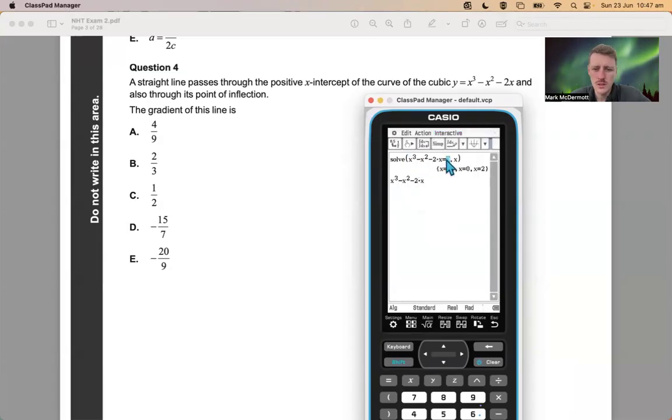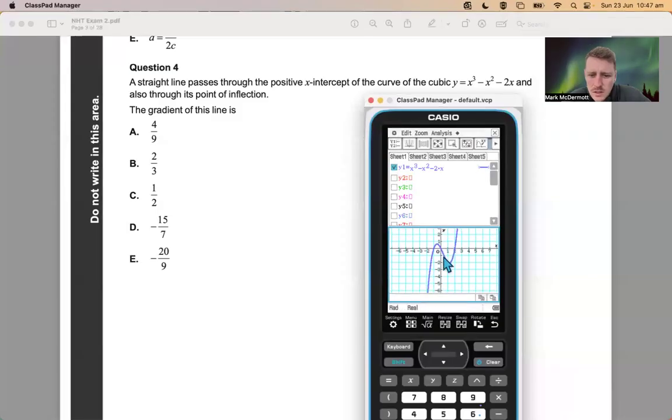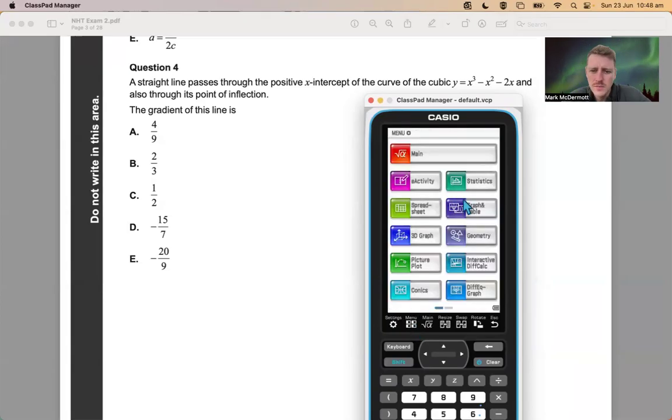Oh, you know what? Let's just sketch it. We know that the positive x-intercept is at x equals 2. We go to here, clear all, paste that there, and then sketch it. All right, the point of inflection is this middle point here. If I zoom in, I reckon that's at positive 1/2, but I can't be sure. So actually we do need to go and sketch it.